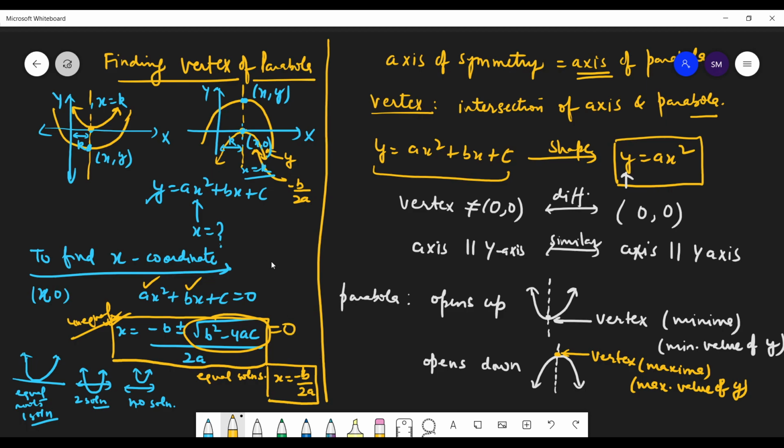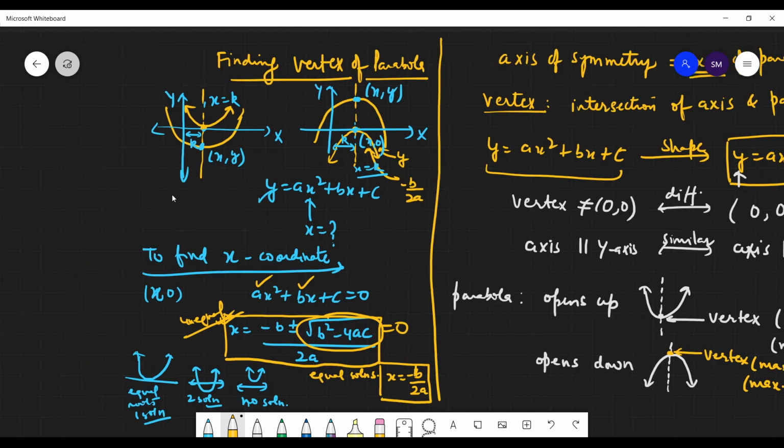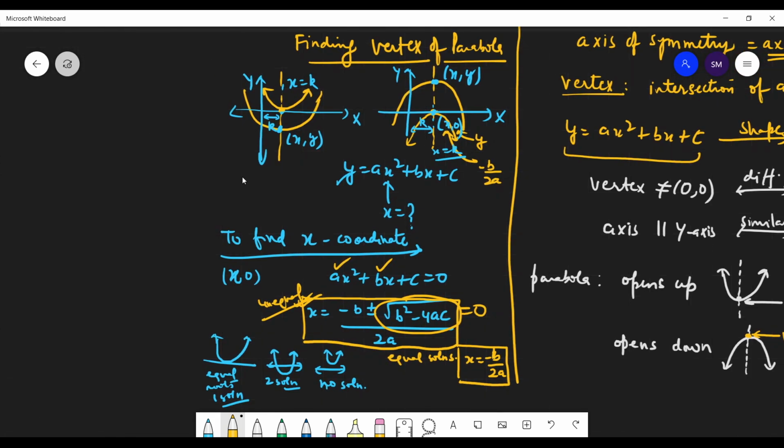There is one more thing, student, here. Suppose these are your x-axis and y-axis and this is your parabola. Okay. So these coordinates will be what? Tell me. 0, y. Very good. 0, y. So you have y is equals to ax square plus bx plus c. So what about this point?